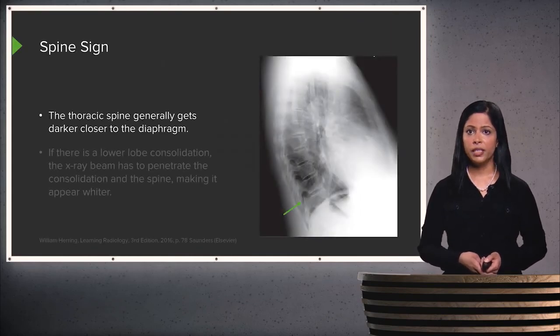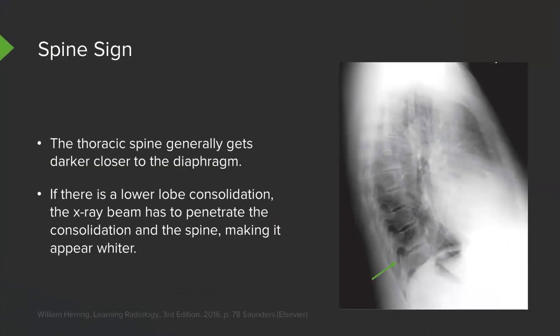The spine sign is another sign that we can see with consolidation. So in general, the thoracic spine gets darker as we get closer to the diaphragm. However, if there is a lower lobe consolidation, the X-ray beam has to penetrate the consolidation and the spine, making it appear wider. So this is an example of summation of shadows. So when you have multiple shadows overlapping each other, the area appears wider than you would normally expect.